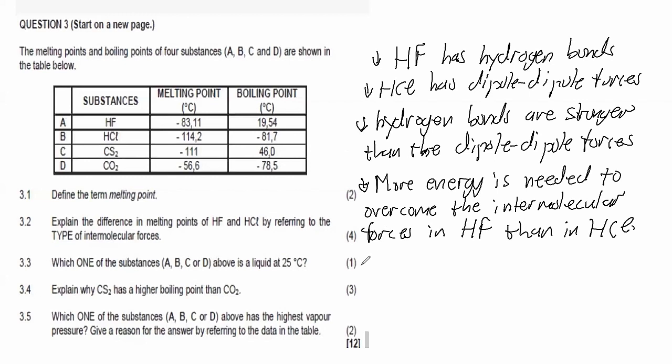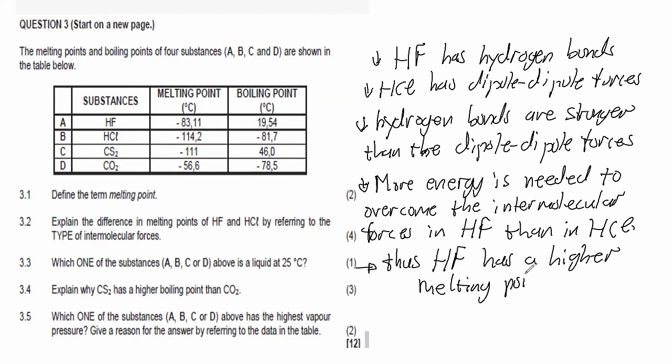So in conclusion, this is why we have HF. That is why HF thus, so let's conclude and say thus, HF has a higher melting point than HCl. So this is how you go about answering that question.